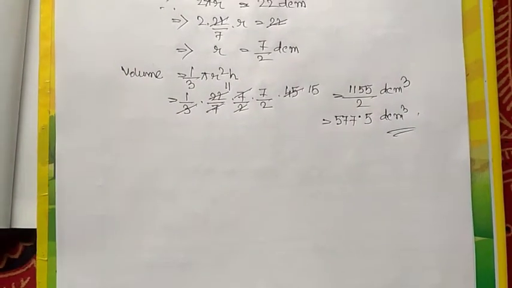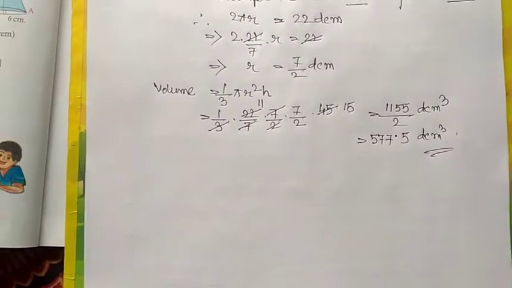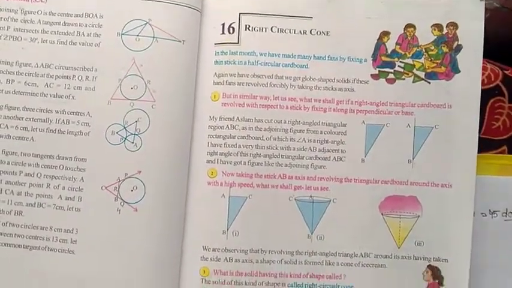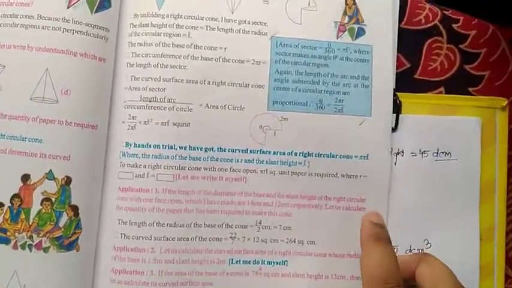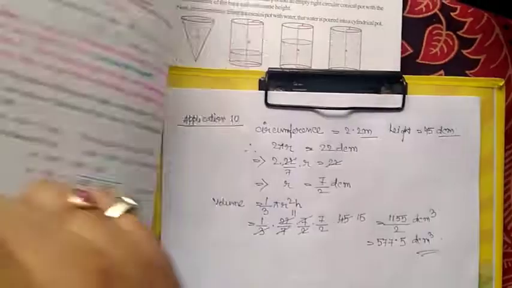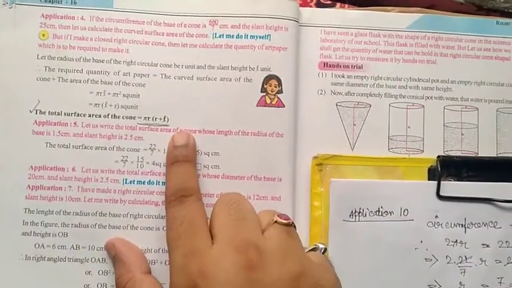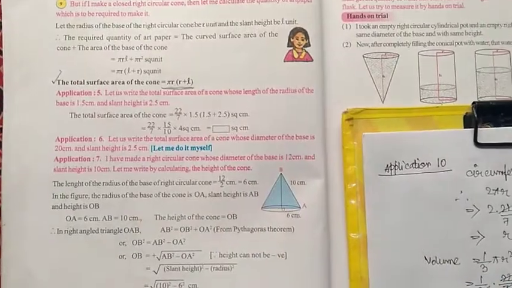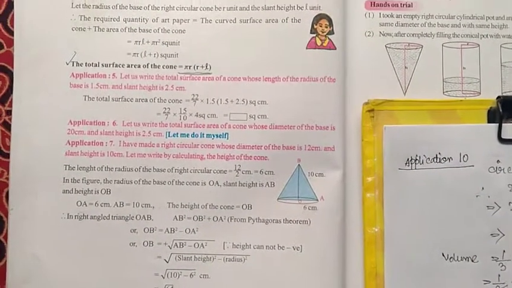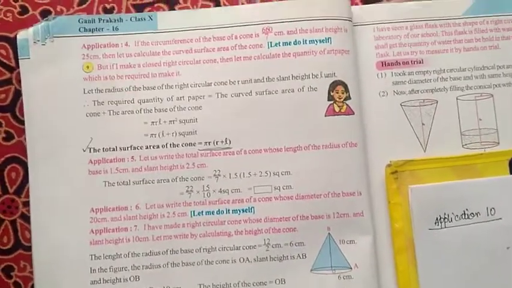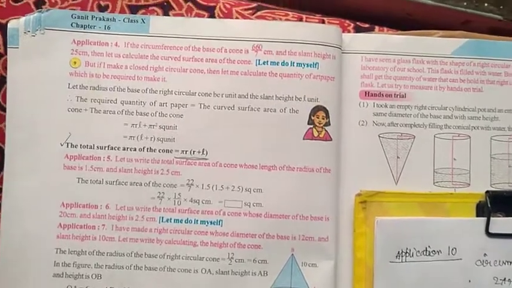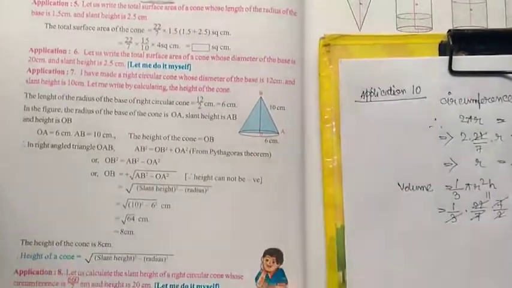So when you write this chapter, first write the heading circular cone. After that draw a picture of a right circular cone, and after that you have to write the formulas: total surface area, volume, and the relationship between radius, slant height and height, which I previously discussed. And after writing this, you have to write application number 6, application number 8 and application number 10.